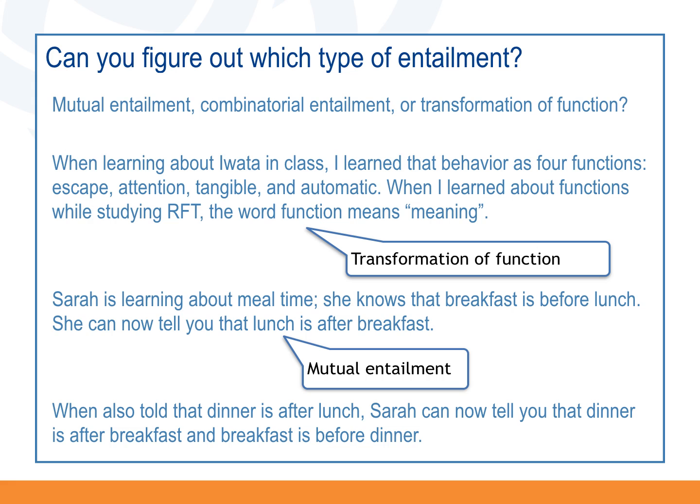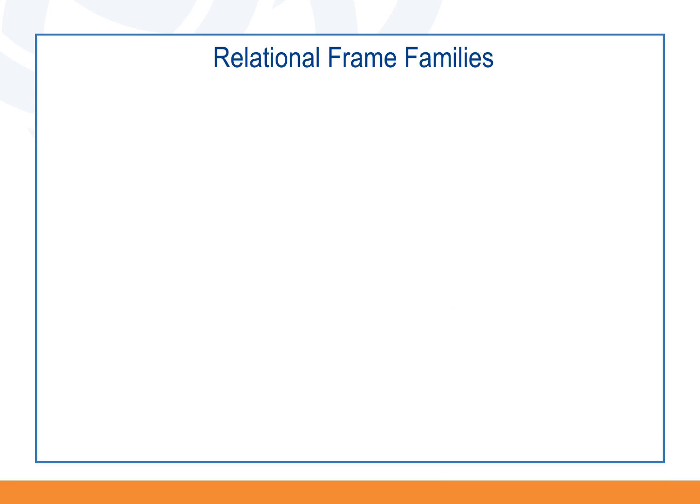When also told that dinner is after lunch, Sarah can now tell you that dinner is after breakfast and breakfast is before dinner. So which one is that? Yep, the combinatorial entailment. So now it's A and B: A is related to B and B is related to C. That allows you to derive how A and C are related. So we keep mentioning them. Let's go into the relational frame families now.